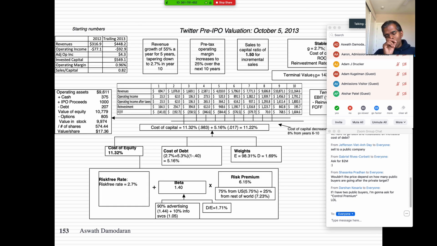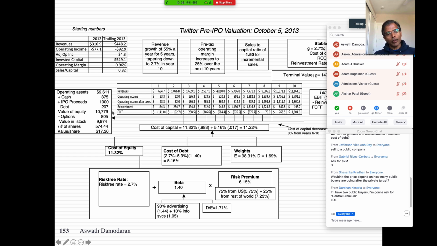So let's talk about some of the issues. I'm going to use Twitter from October 5th of 2013, about 3 weeks before Twitter's IPO. I did a DCF valuation of Twitter, and it looks like my valuation of any other public company. I use a market beta, and of course this beta doesn't come from a regression, but since it never does in my valuation, it's not a big deal. I based it on 90% advertising, 10% information services, the two businesses they were in. I used an implied equity risk premium at that time. 75% of the revenues were from the US, 25% from the rest of the world. And I built up to a value.